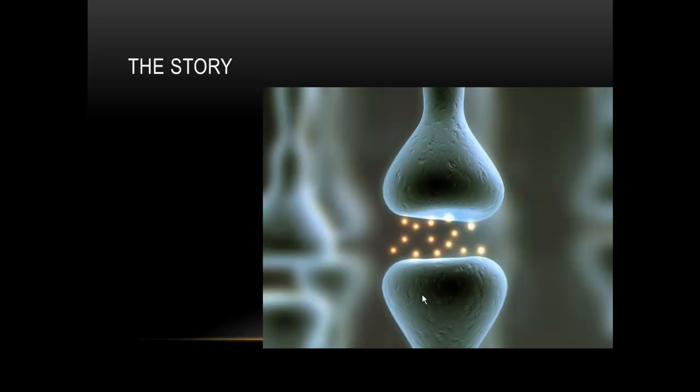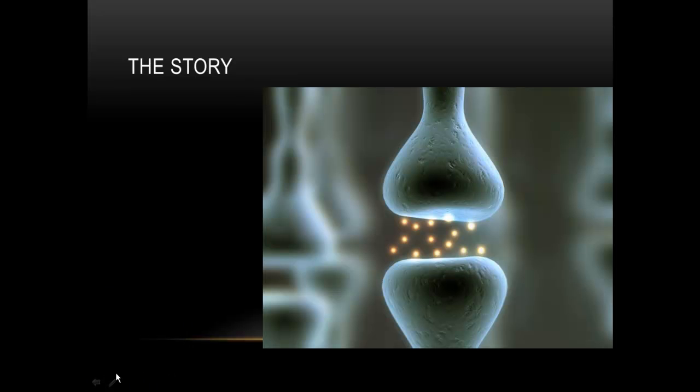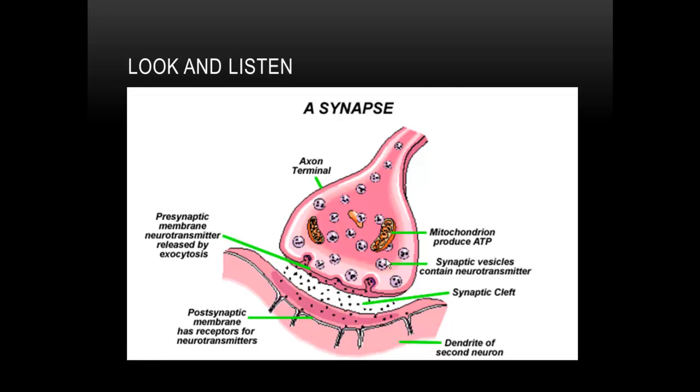So one more time, if you didn't understand what this story is about, the story is about how the impulse travels down one neuron. That's the nerve impulse, but the story is going to be how does the message cross this gap? And I like this visual with the little looking like fireflies there. So looking and listening, you can pause it. You would need to be able to label these parts.